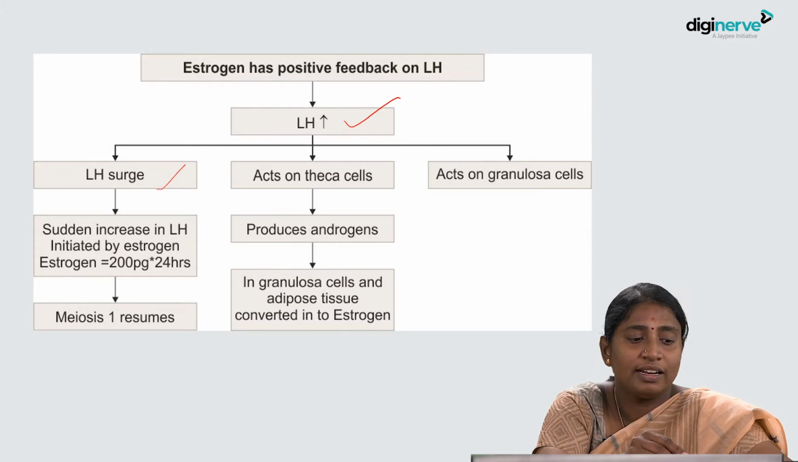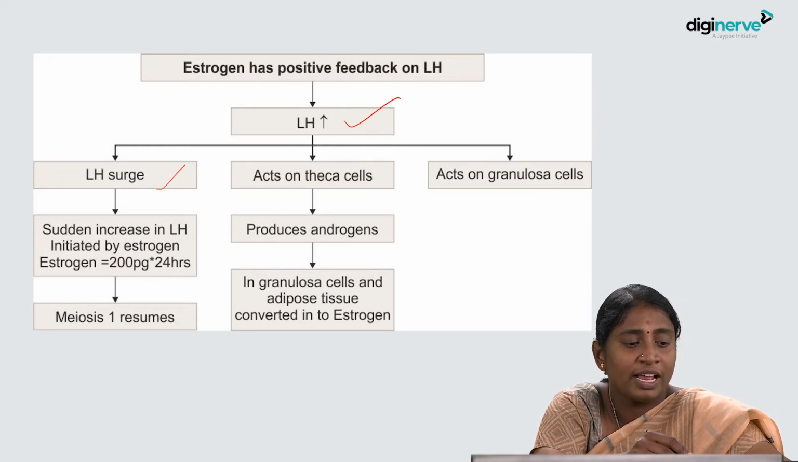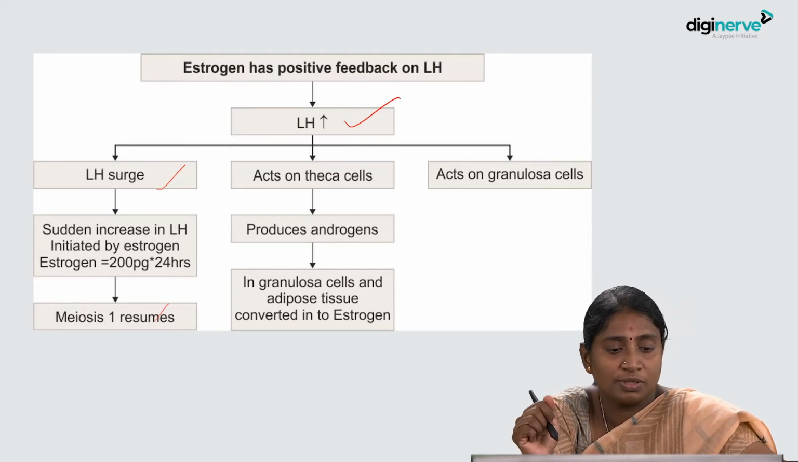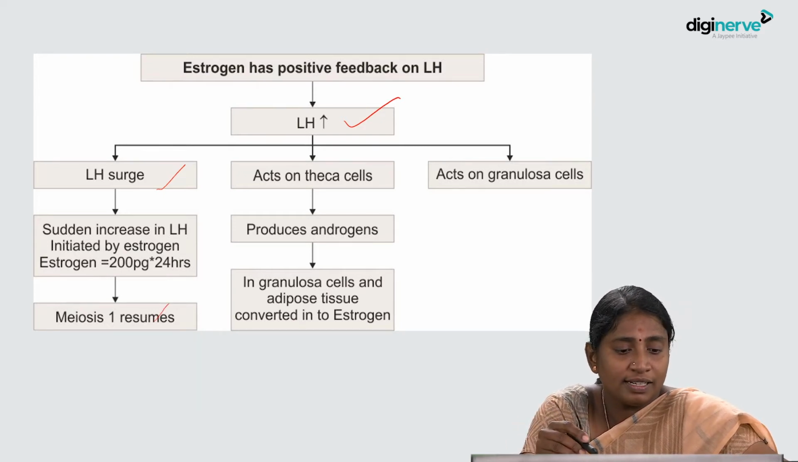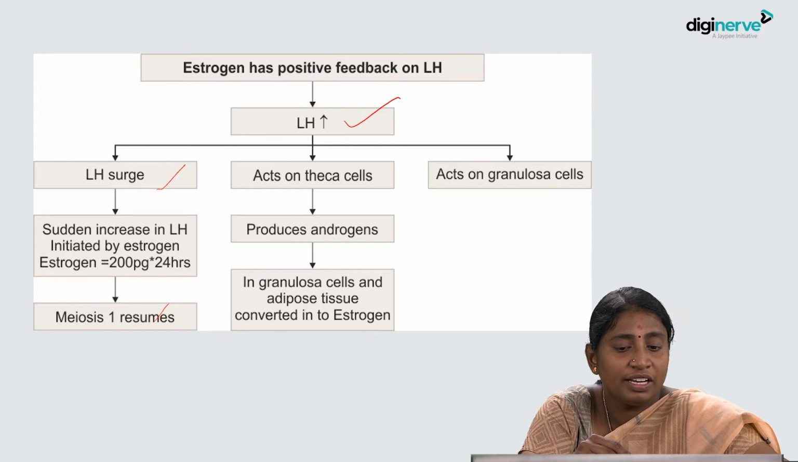The sudden LH surge is initiated by the estrogen, if the estrogen level is equivalent to 200 picograms in the last 24 hours. It helps meiosis to resume. LH acts on the theca cells and produces androgens, and in granulosa cells and adipose tissue, helps in converting them into estrogen. This also acts on the granulosa cells.